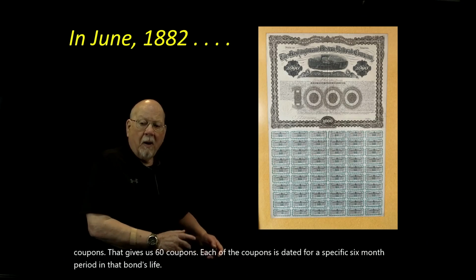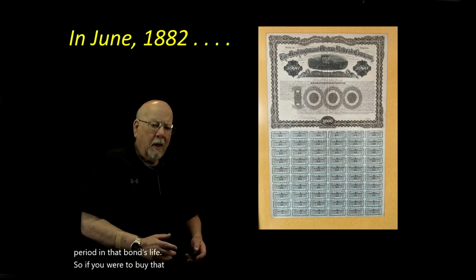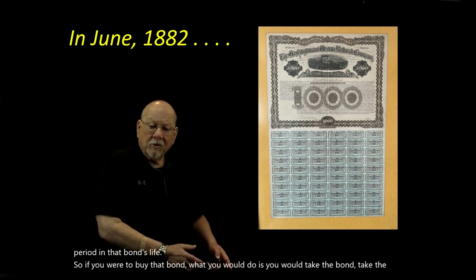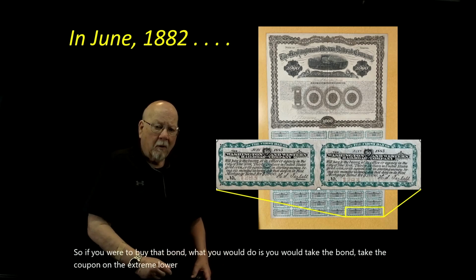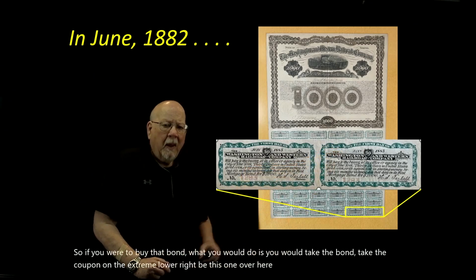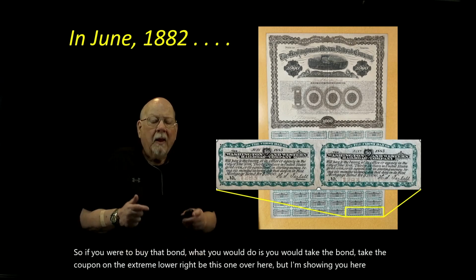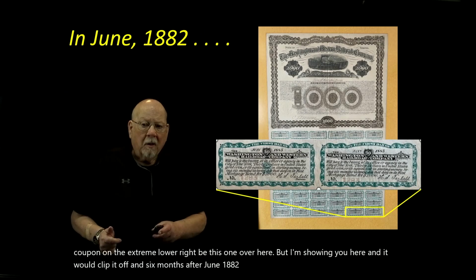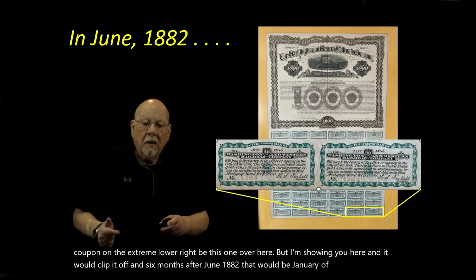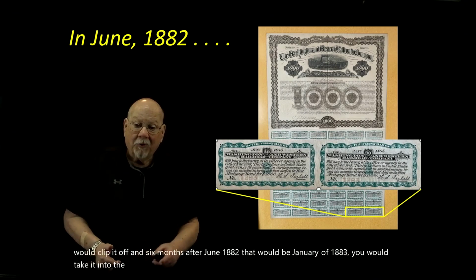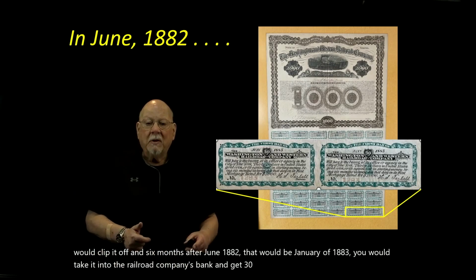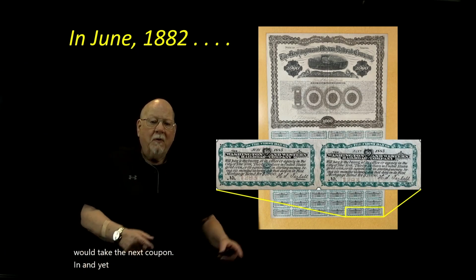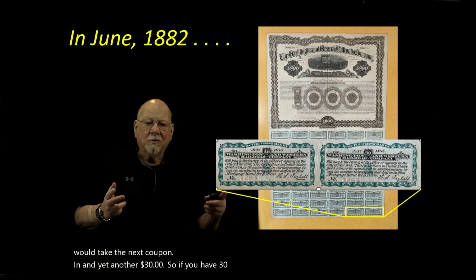So if you were to buy that bond, what you would do is you would take the coupon on the extreme lower right, that'd be this one over here that I'm showing you here, and you would clip it off, and 6 months after June 1882, that would be January of 1883, you would take it into the railroad company's bank and get $30. And then 6 months later, you would take the next coupon in and get another $30. So if you have $30 twice in a year, you've got $60.